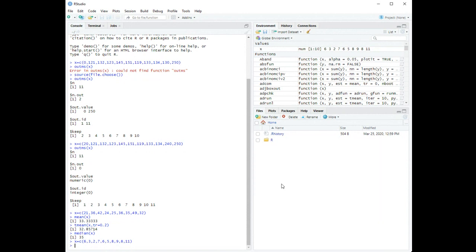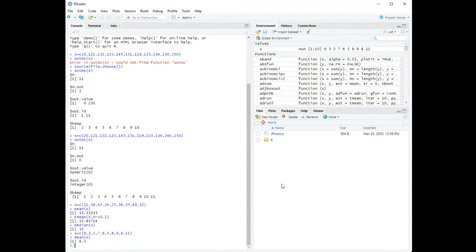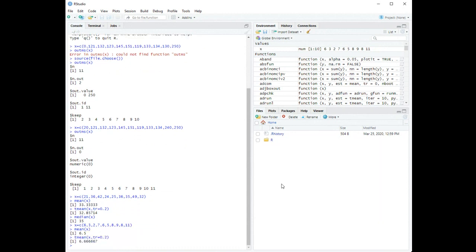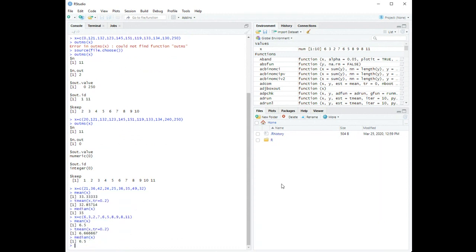So first it's asking for the mean. So mean x. So that's 6.5. So that's correct. And then the 20% trim mean. So again, t mean x comma tr is equal to, we're setting that at 0.2. And it should give us 6.66. Yeah, it rounded up to 6.67. And then the median again, median x, and that gives you 6.5. Yes, okay, so that's correct.